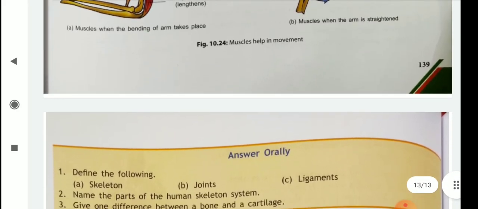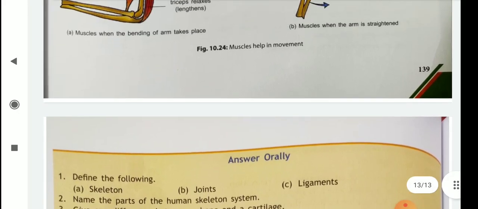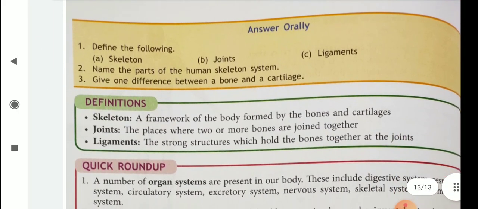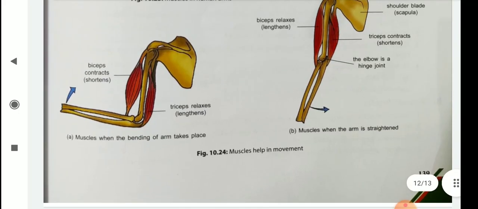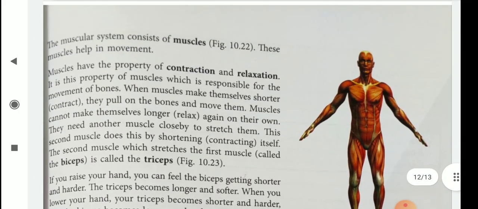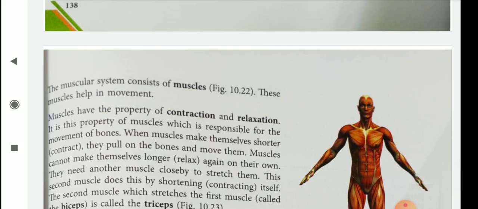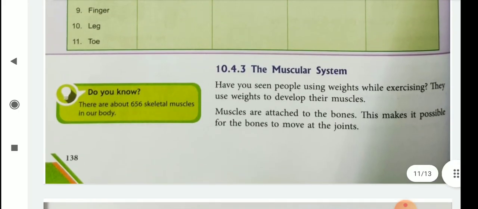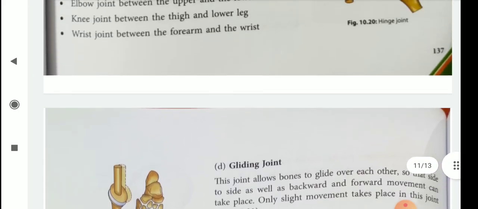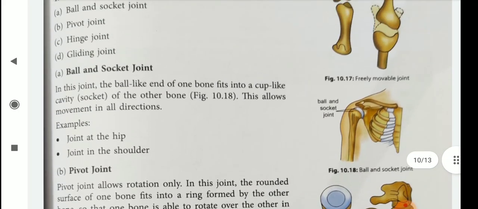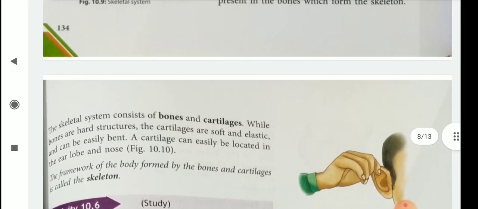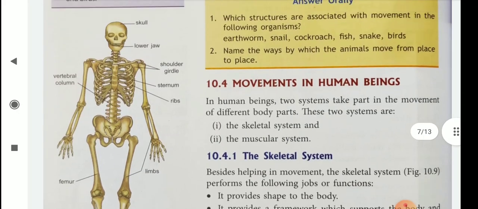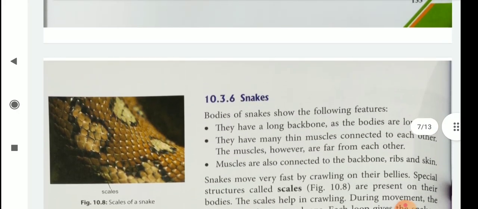So overall, read this chapter properly and also remember the definitions: what is skeleton, joints and ligaments. Very important terms are there in this chapter about the human body and also animals' movement. So children, read this chapter properly and learn the important terms. If you learn this chapter properly, it will be easy for you to learn the question answers.